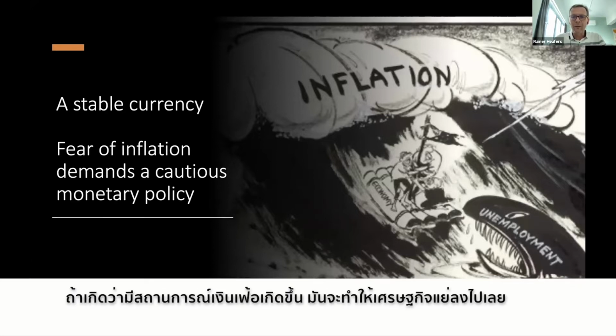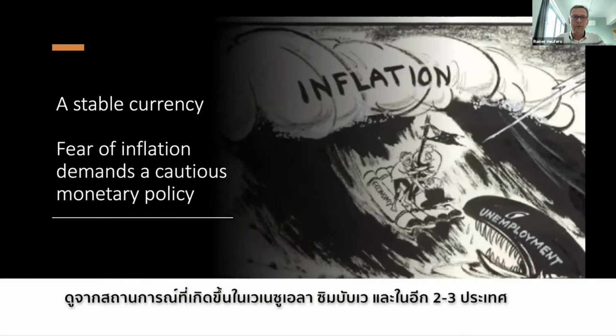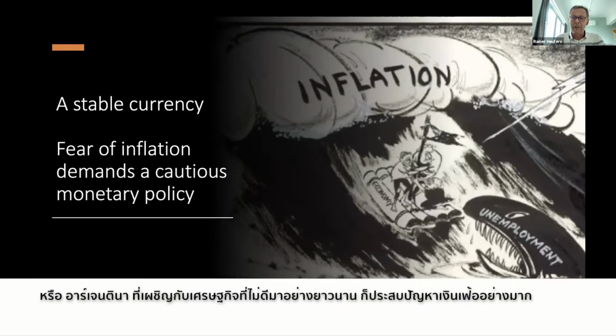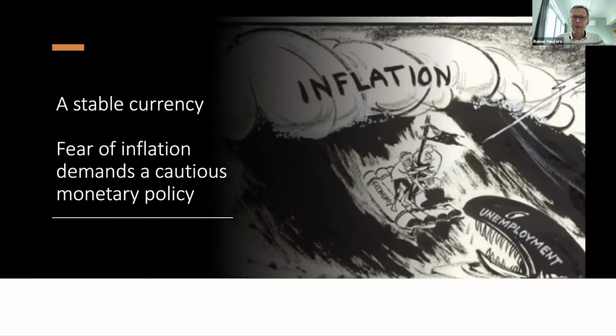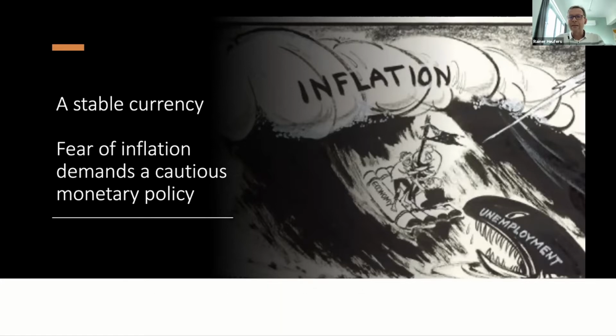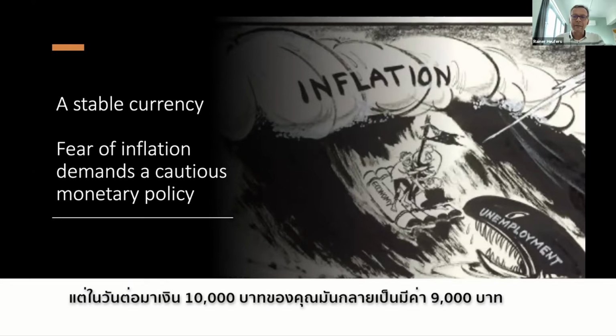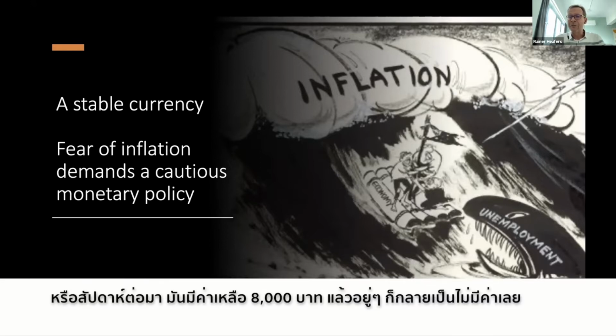If you have inflation, it really brings down the economy. Look at the cases that we have at the moment: Venezuela, Zimbabwe, a few other countries, Argentina for the longest time, terrible inflation rates. When you have that, let's say you earn your 10,000 baht, and you think you can buy something for that amount of money. And the next day, your 10,000 baht is worth 9,000 baht. Or a week later, it's worth 8,000 baht. And suddenly you cannot use this anymore.